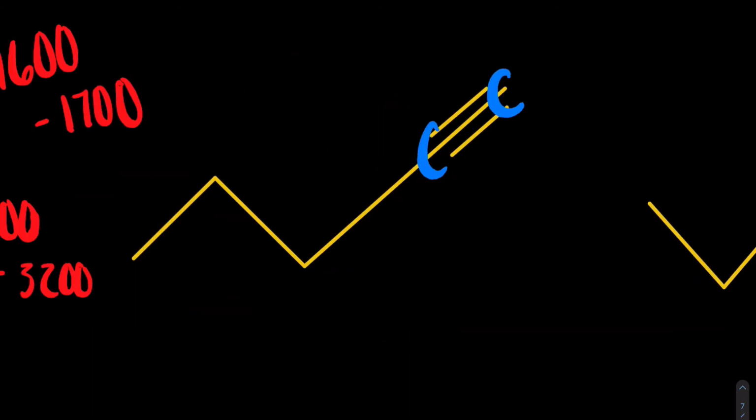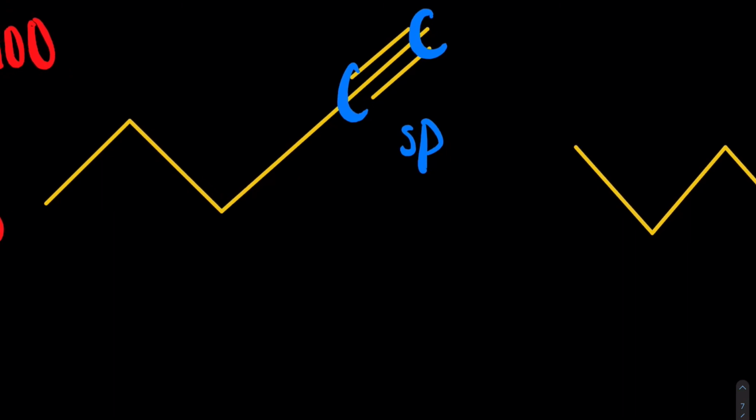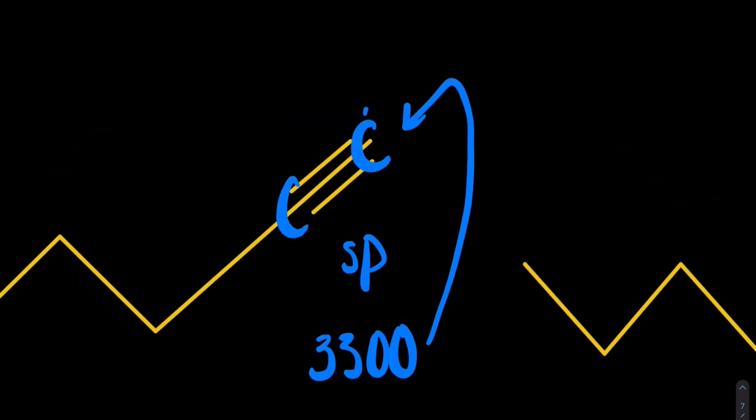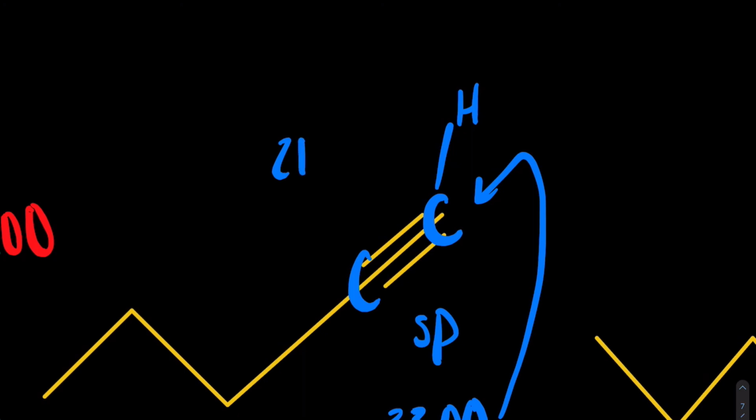So we see here we have an alkyne. Alkynes are sp hybridized. The carbon atoms are sp hybridized, and their absorption is very high, around 3,300 for this one, which has a hydrogen coming off. This one would pick up between 2100 and 2300. And now over here we have a ketone. This picks up somewhere around 1700 or so.